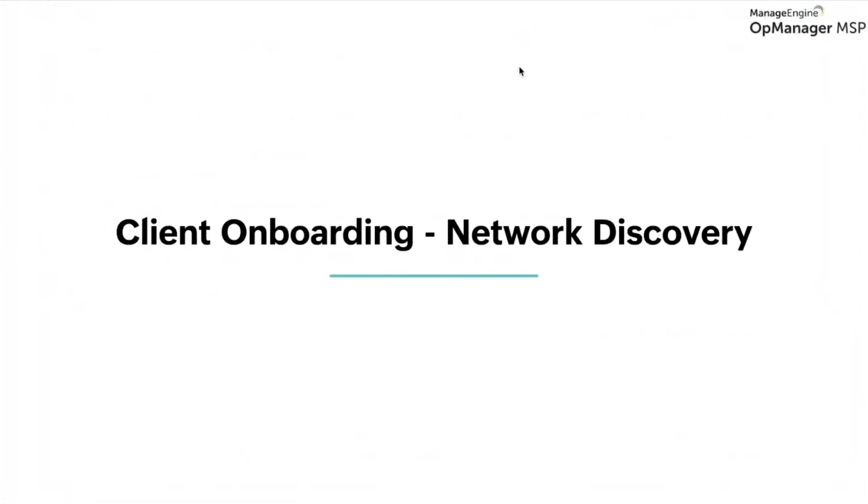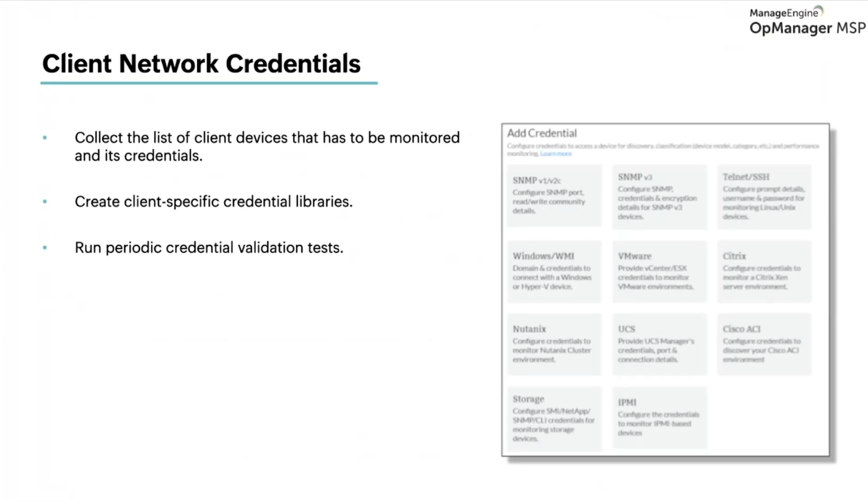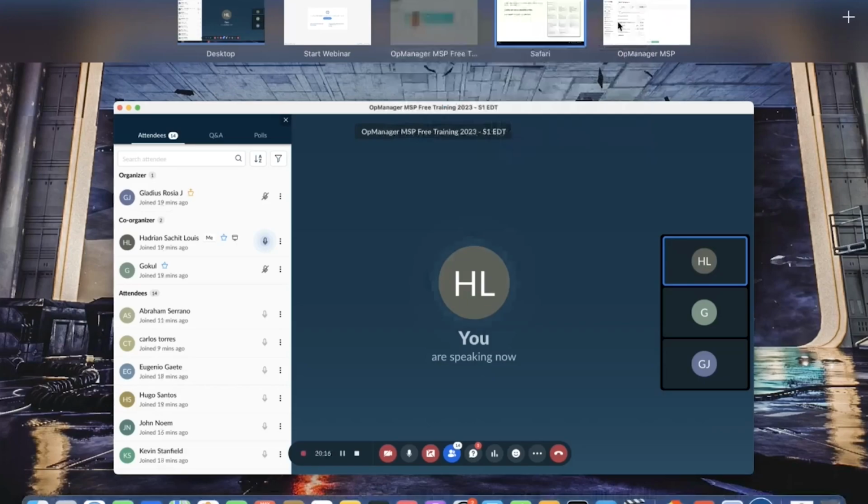to the next slide. And now, post the client user management setup, let's discuss discovering the client's network. We will see how to discover devices in the client's network in our probe setup. Before we do that, we have to get our devices and the credential list ready, which is essential for the discovery process. OpManager MSP can use the credentials during the discovery process and add devices successfully. In OpManager MSP, we can create client-specific credential libraries and run credential validation tests now and then using the test credential option. So let's take a quick look at the setup and see how this is done.